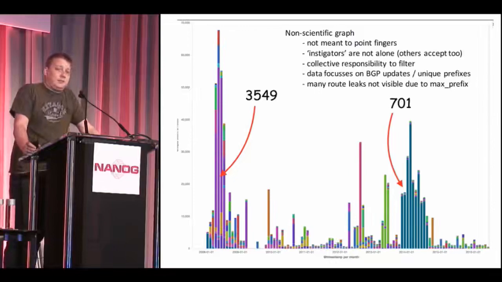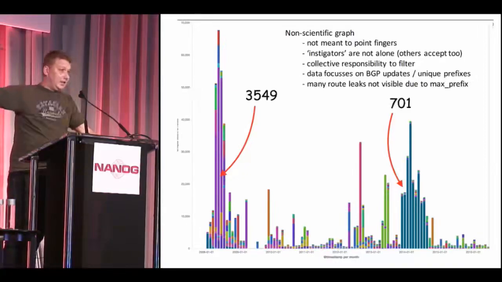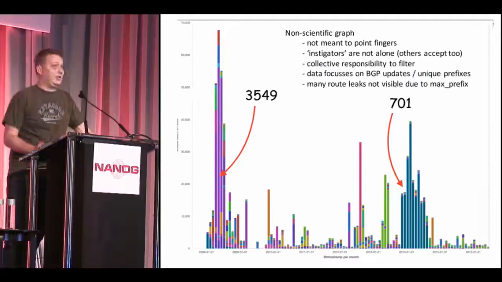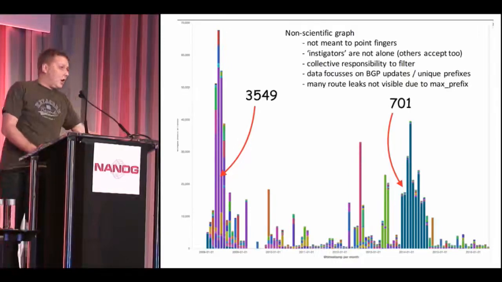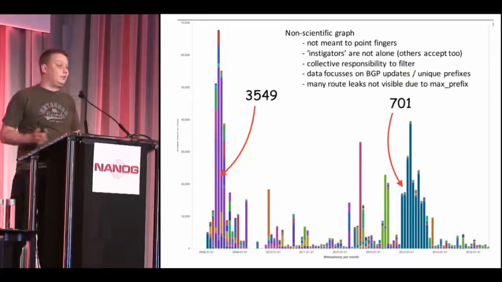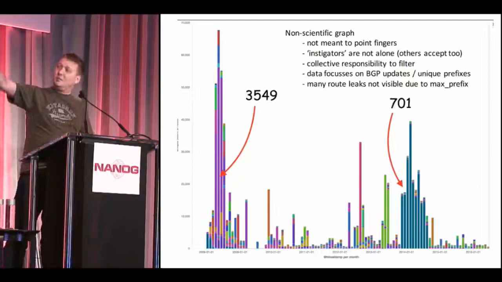If we plot this type of activity out over the last 10 years, this graph is very non-scientific. It is heavily biased towards the Western civilization because of the data sources used. We see that this is an ongoing issue that does not go away by itself. We need to put in some actions, put in filters to prevent these leaks. And I've highlighted 2 of the interesting cases.